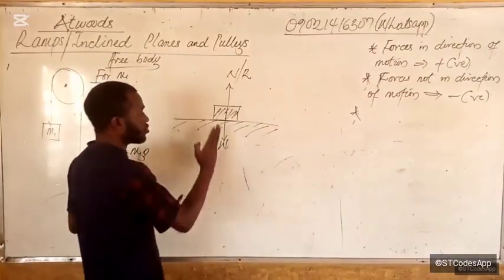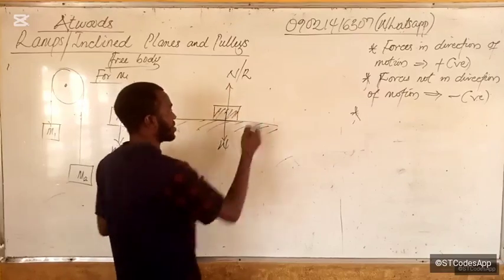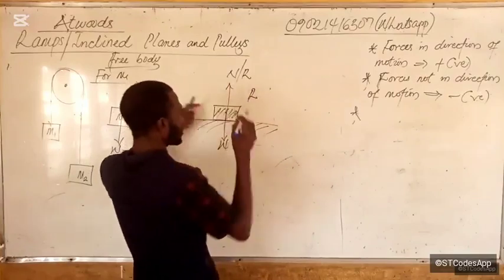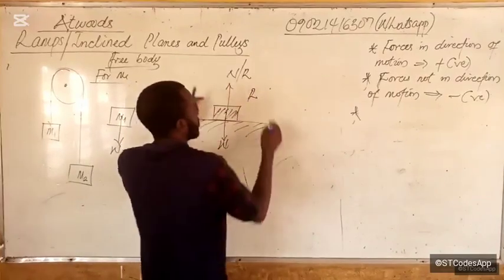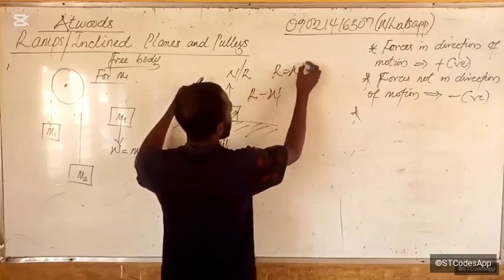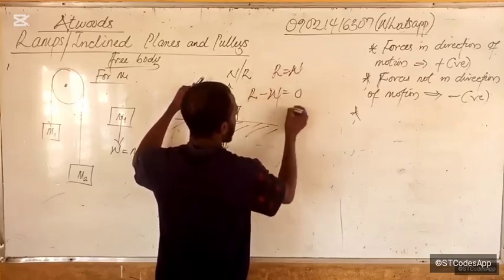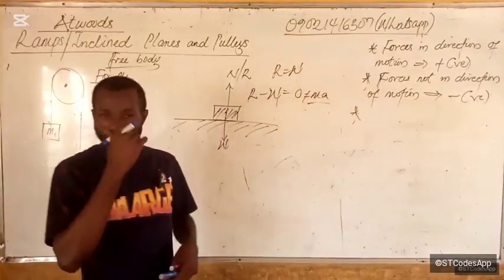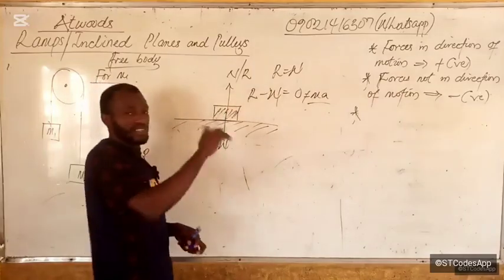All right, so you see, these forces balance each other out. One is acting, so there is no direction of motion here, so we can make any one positive. We'll make R positive and make weight negative. Given that R is equal to weight, therefore we'll get 0, and that is why there is no A. Do you understand? There is no acceleration, so this body is stationary.